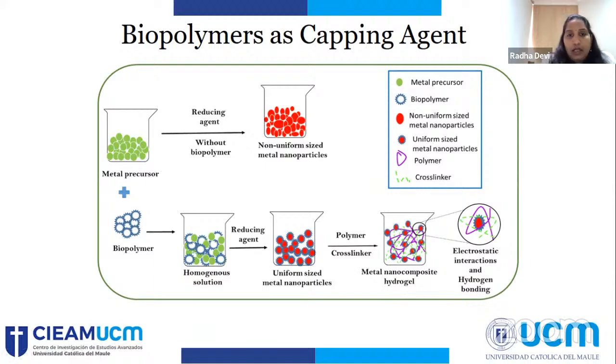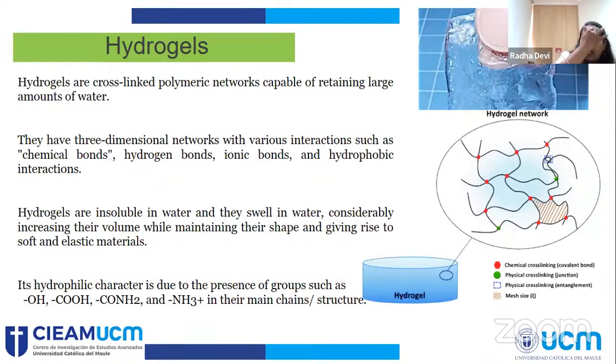So the next slide, we will talk about the hydrogels. The hydrogels are nothing but cross-linked polymeric networks which are able to retain a large amount of water. As you can see here, this is a swollen hydrogel which has a huge amount of water entrapped in its structure. And these three-dimensional networks are connected either with chemical cross-linking or with physical cross-linking. And these hydrogels are insoluble in water and they swell in water considerably, increasing their volume while maintaining their shape and giving rise to a soft and elastic material.